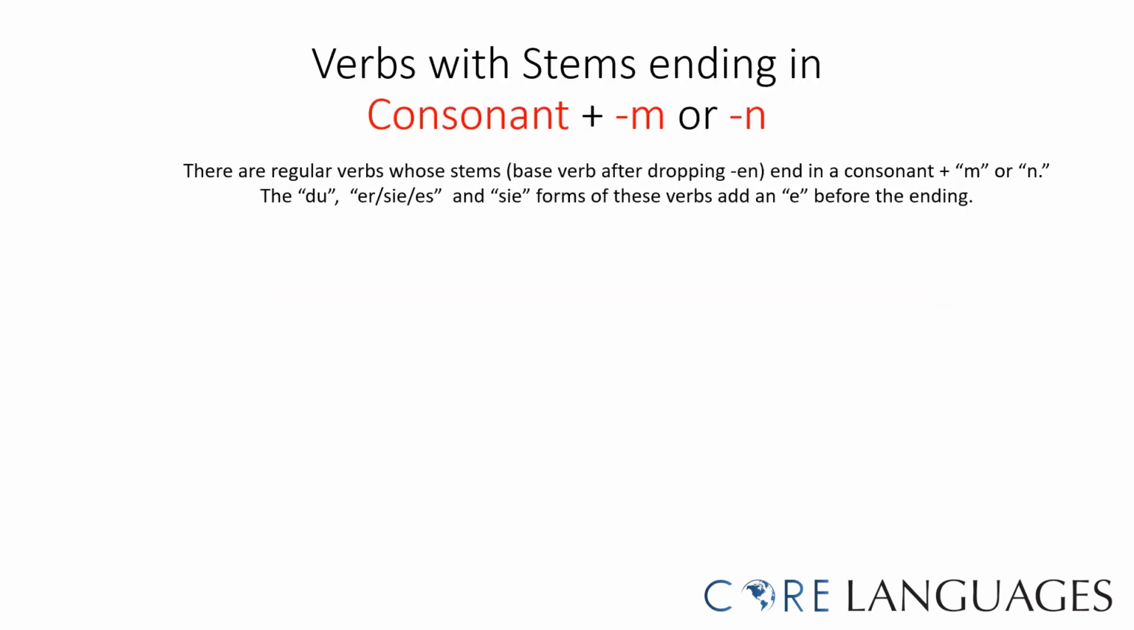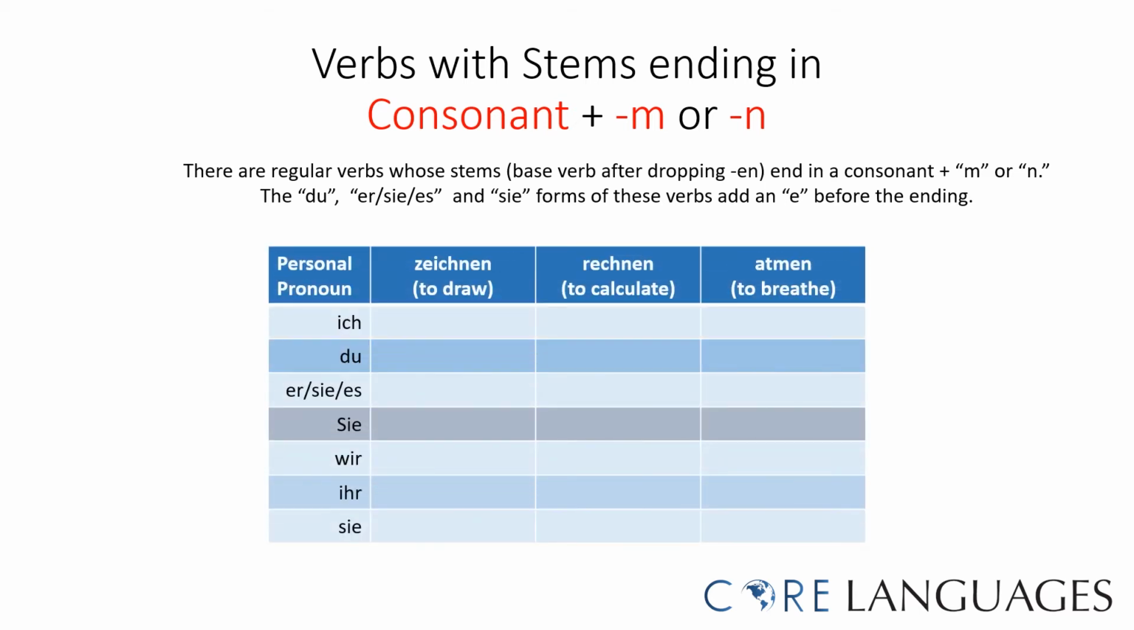We also add an extra e for du, er, sie, es, and ihr for verbs with stems ending in the consonant m or n. For example, zeichnen, to draw. Ich zeichne, du zeichnest, er, sie, es zeichnet, sie zeichnen, wir zeichnen, ihr zeichnet, sie zeichnen.